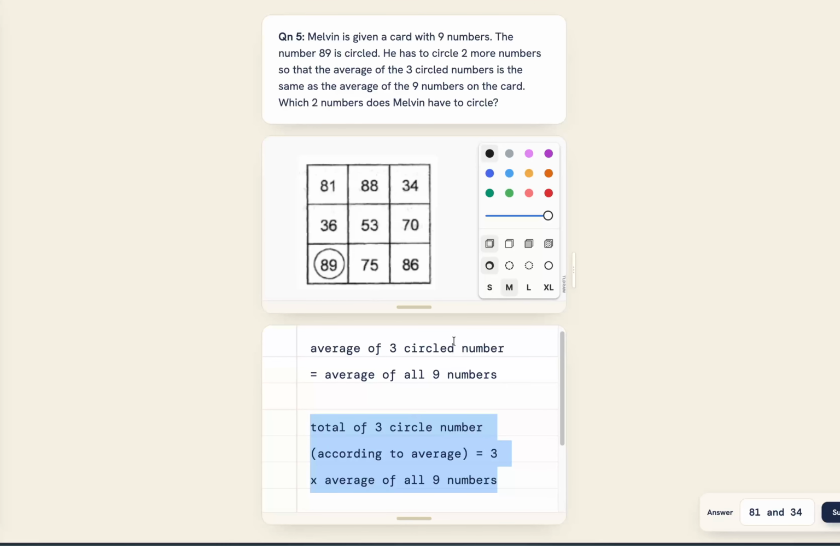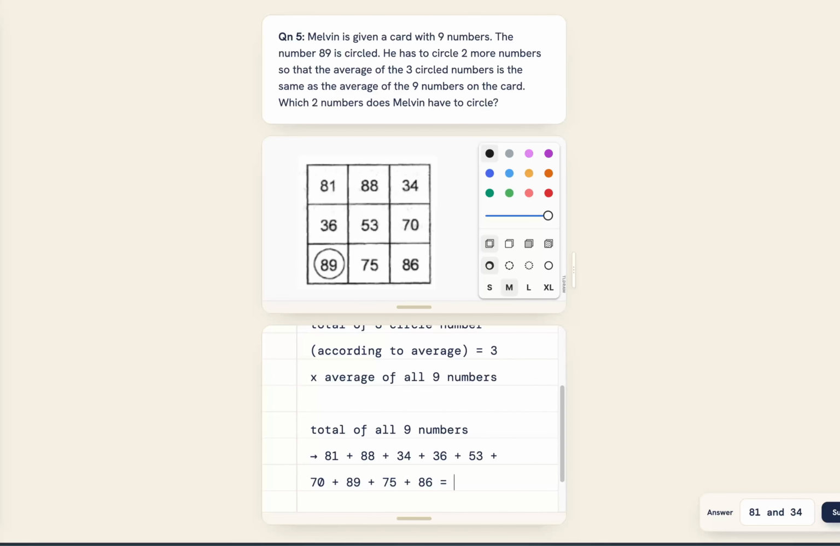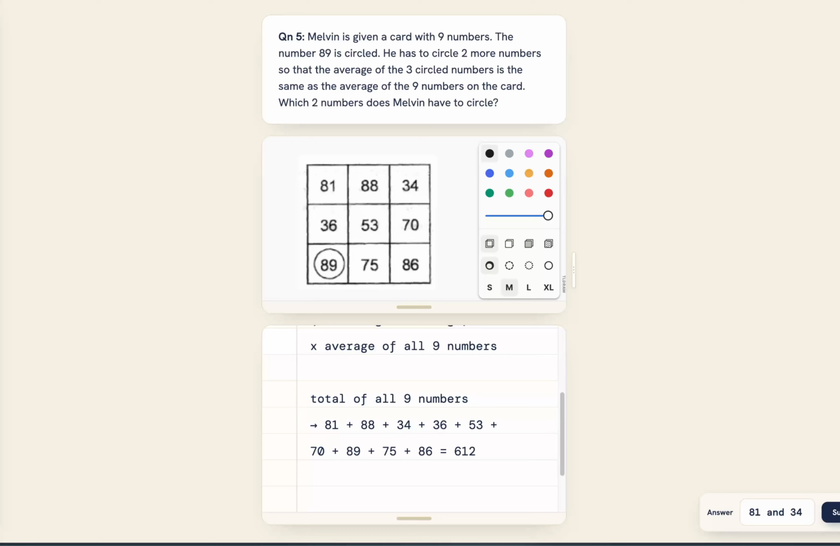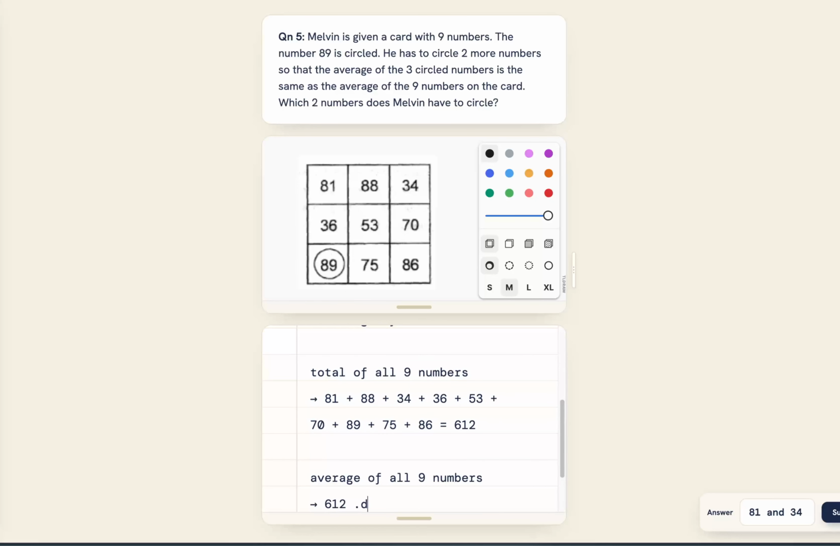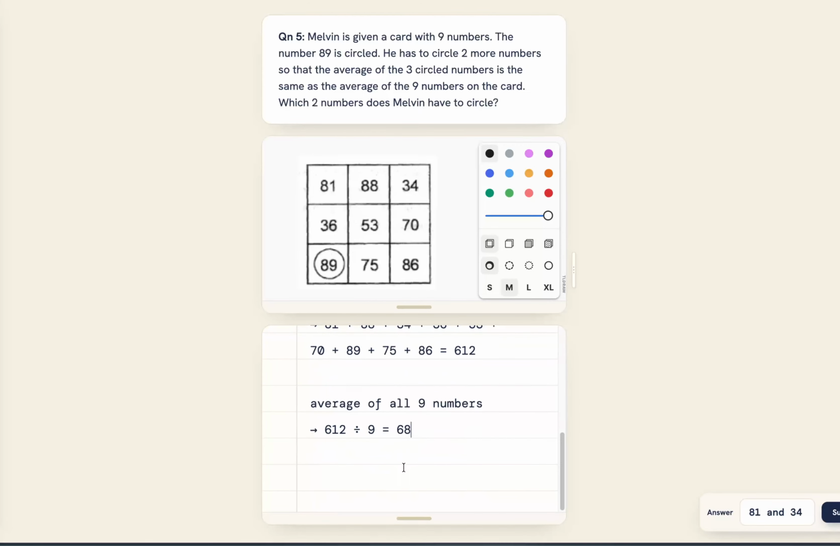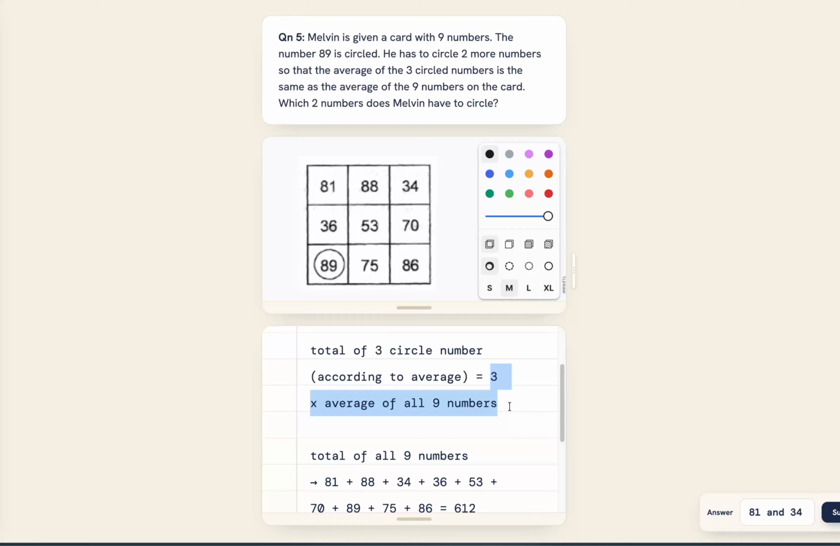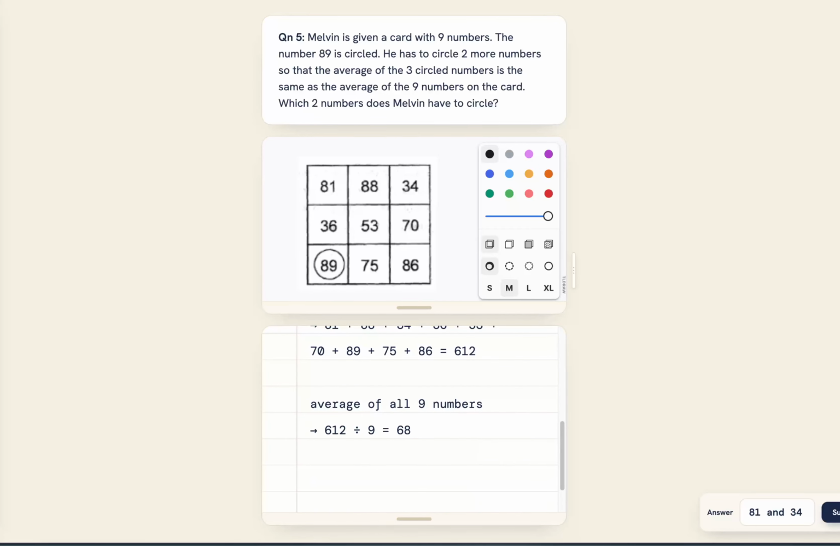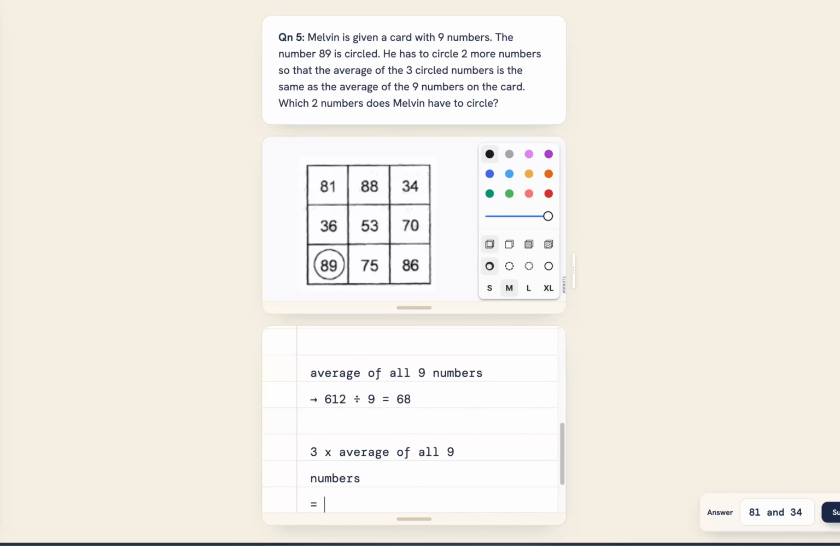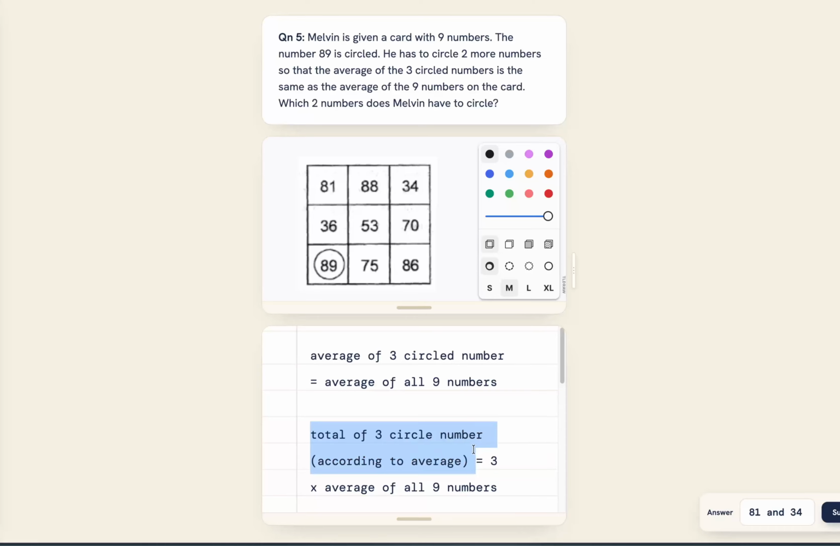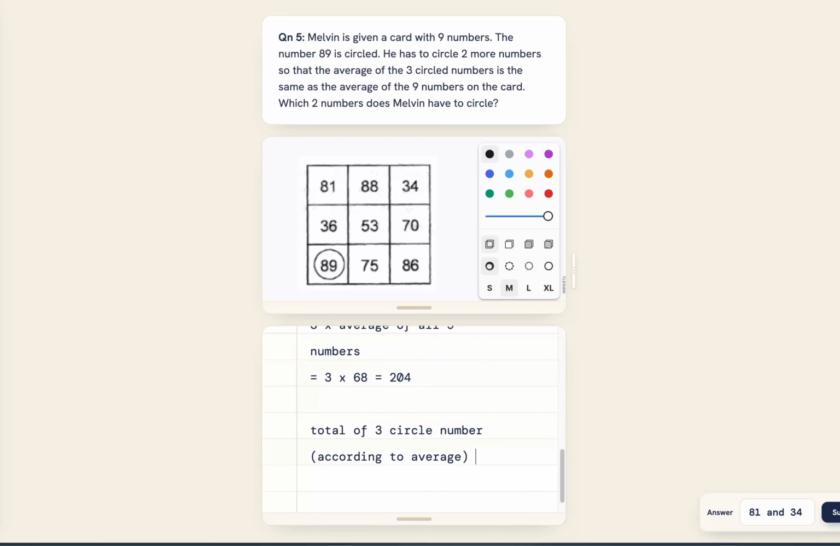So from here, we just need to add all of the numbers up. The total will be 612. Then to get the average of all 9 numbers, we do 612 divided by 9, and this will be 68. So now we know the average of all 9 numbers. The next thing is to get 3 times the average, which is 3 times 68. This will be 204. That means the total of the 3 circled numbers should also be 204.